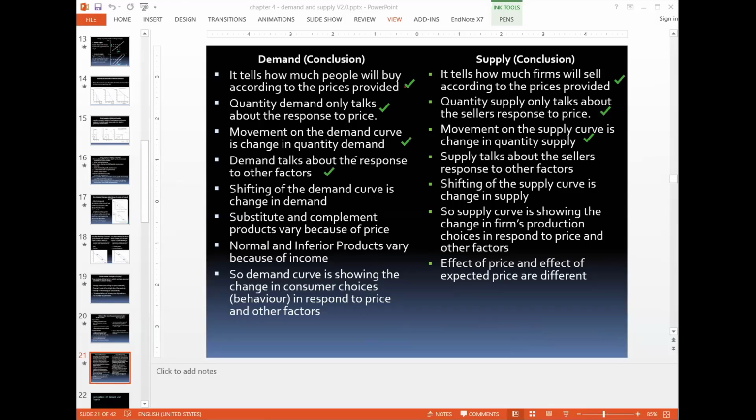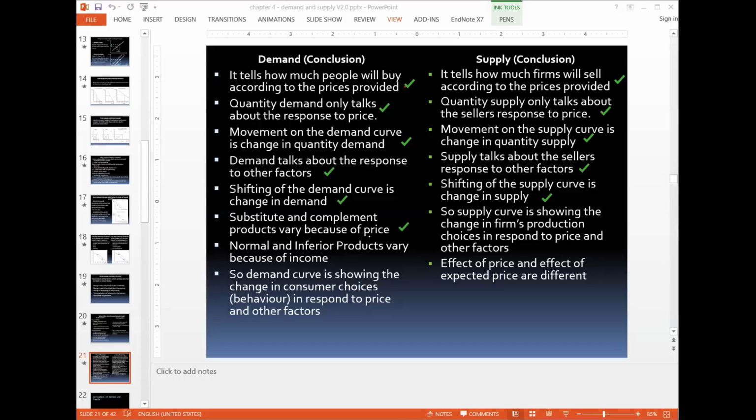Demand talks about the response to factors other than the price. Supply talks about the response to factors other than the price. Shifting in the demand curve because of other factors is called a change in demand. Shifting in the supply curve because of factors other than the price is called a change in supply.